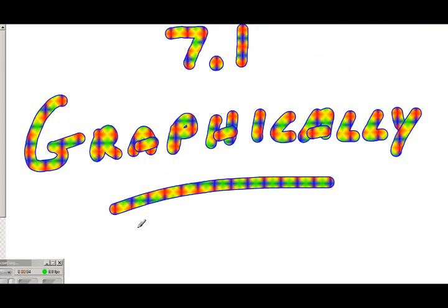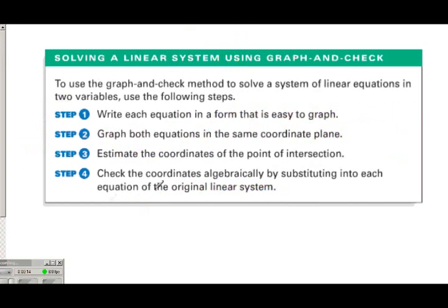Okay, we're here to do a review on 7.1, which is solving a linear system graphically. So what we're going to do is head over to our 4 steps that we wrote down in class. Each step is independent and should lead you towards the solution if you follow each step in order fully. Step 1 basically says write out each equation in the form that's easy to graph.